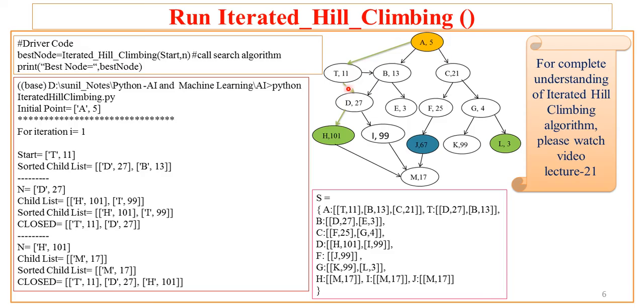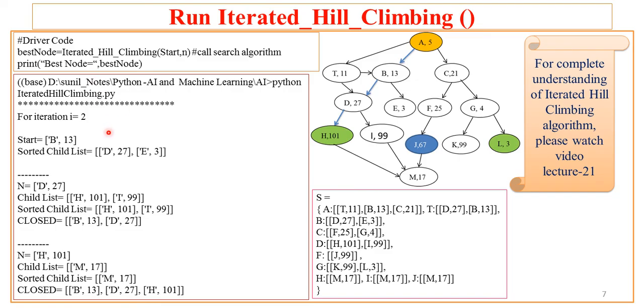In our first iteration itself, the algorithm has found the global optima. Why? Because among this given solution space, H is the node with the highest heuristic, and we have a steep ascent: T with value 11, D with heuristic value 27 and H with value 101. After that, from H there is a descent, so we stop here and our algorithm stops here. Now we'll see the next iteration.